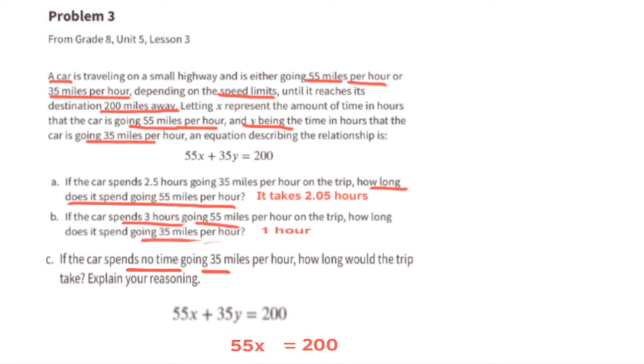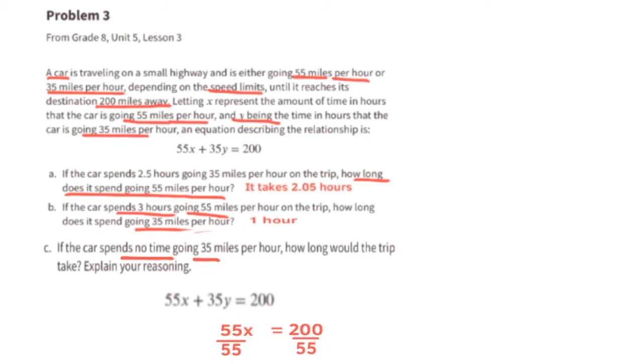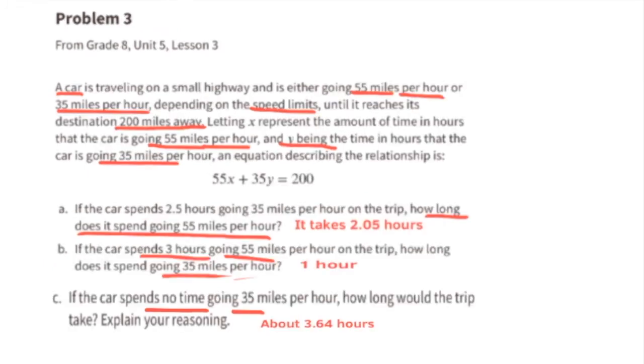We can divide both sides of the equal sign by 55. 55x divided by 55 equals 1x or x. And 200 divided by 55 equals 3.636, which means if the car was never traveling 35 miles per hour and only traveled 55 miles per hour, it would take 3.64 hours to travel 200 miles.